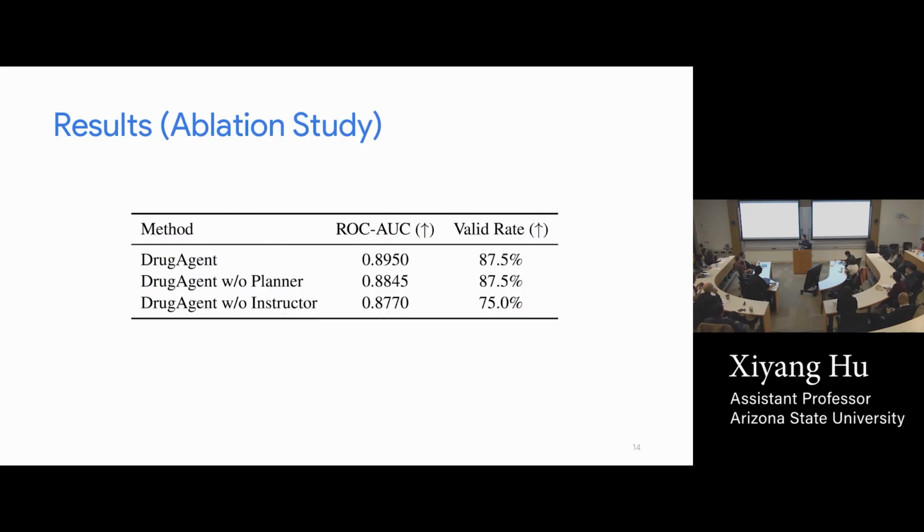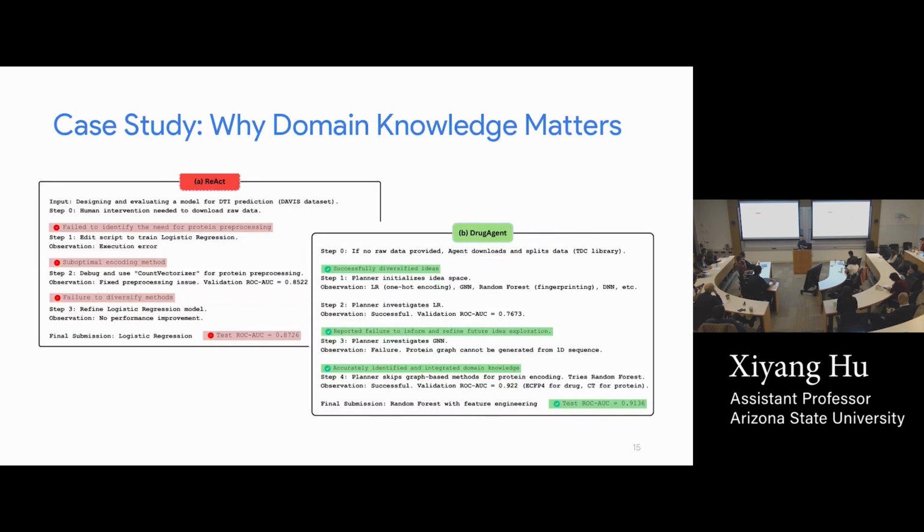And we also did some ablation studies to see what happens if we only have one of the agents. Without the planner, there is a decrease in AUC, but the valid rate is still the same, because the planner can diversify the ideas, but the instructor is the one who actually generates executable code. That's the reason why the valid rate is the same. But without the instructor, there's a larger decrease in AUC, and also a larger decrease in the valid rate. And we want to know why the domain knowledge matters.